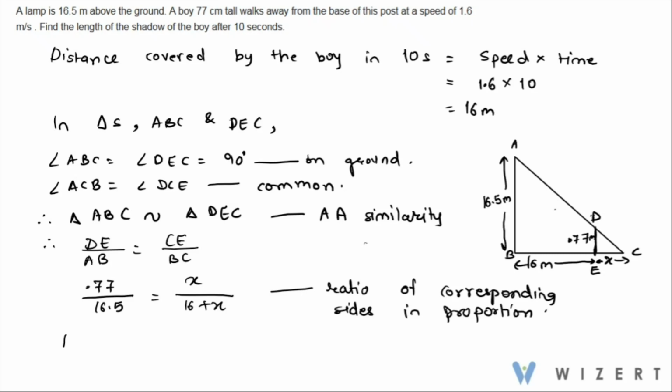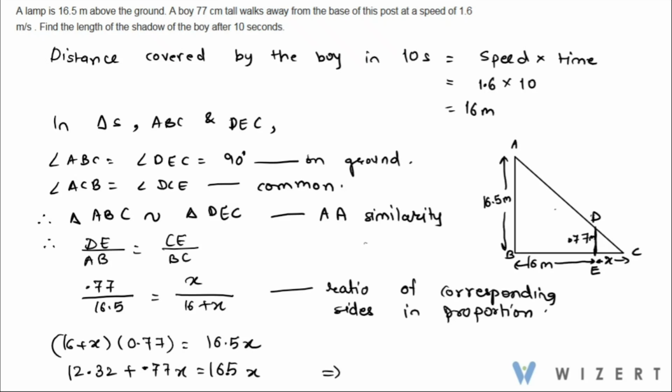Therefore we get, let's see, 16 plus x multiplied by 0.77 equal to 16.5x. So we get 16 multiplied by 77: 16 sevens are 112, plus 11 is 123. And since there is a decimal point, we'll put a decimal point after 2 digits from right side. So 12.32 plus 0.77x equal to 16.5x.